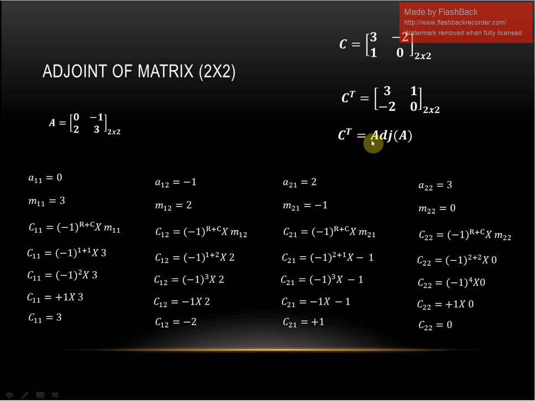In order to calculate the adjoint of any matrix, you have to calculate the cofactor matrix. Look, 3 and 0 have changed their position, and these values have changed their sign. Minus sign has changed into positive sign and a positive sign has changed into negative sign. So this is the science and the concept behind calculating the adjoint of any matrix.